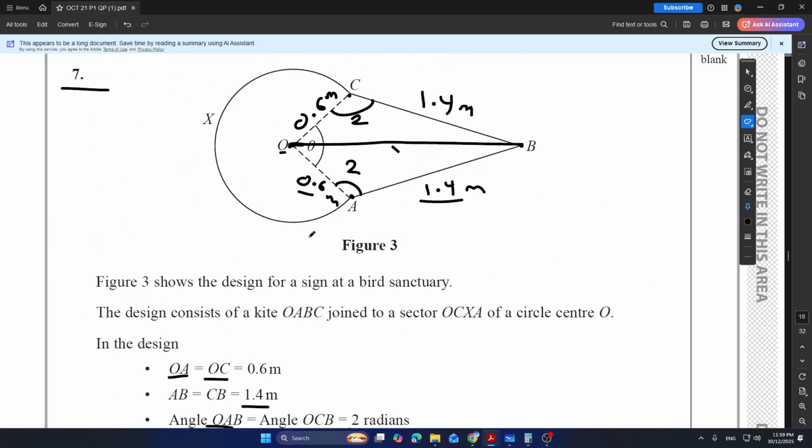So let's put this in the calculator. The square root of 0.6 squared, plus b squared plus c squared, for 1.4 squared, minus 2 times 0.6 times 1.4 times cos of 2.